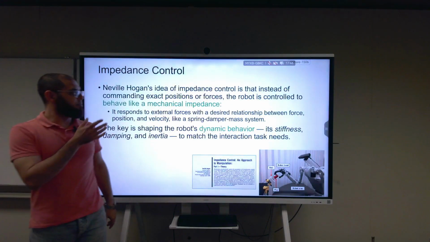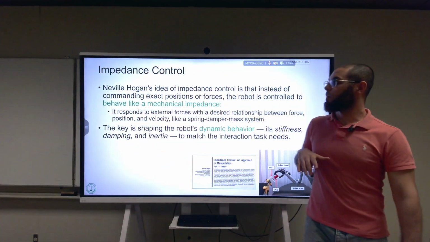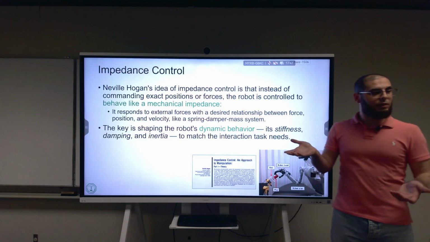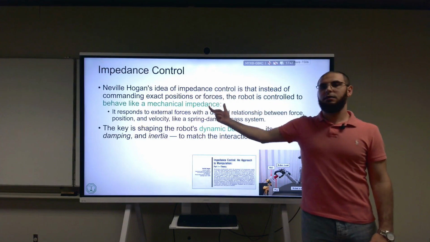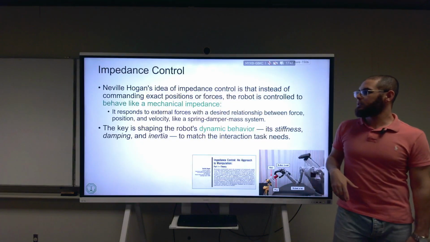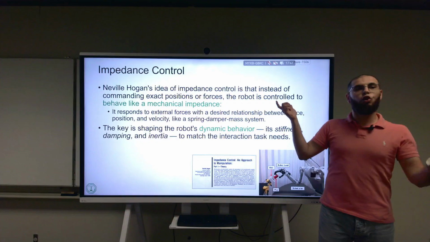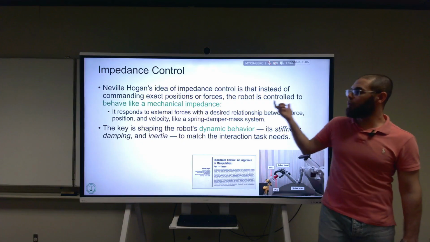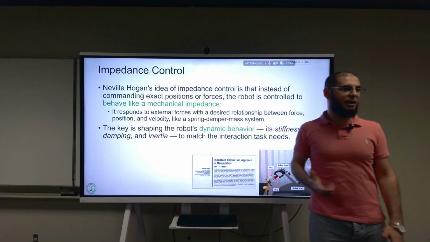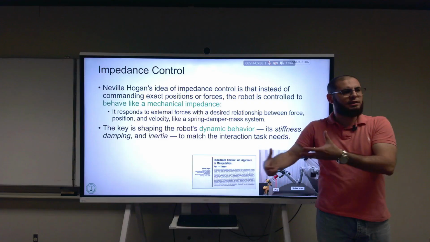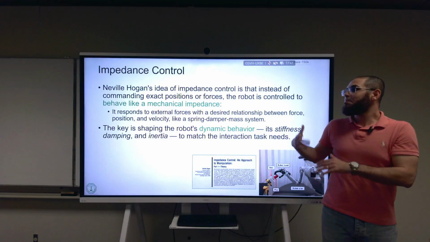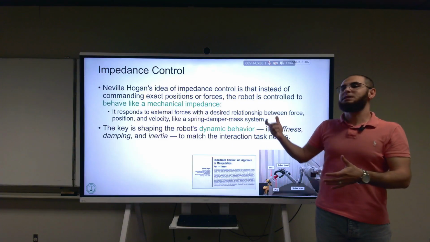Now the whole idea of impedance control is the following. That was the proposal of Neville Hogan. He said that instead of commanding exact positions or forces, we can make the robot be controlled to behave like a mechanical impedance. At the end effector, the one interacting with the environment, we can make it behave as a mass, spring and damper system.